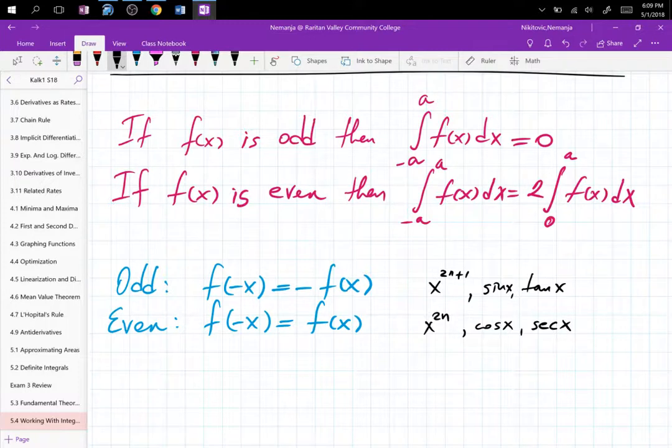e to the x is neither. It's not even, it's not odd. All right? So ln as well. It's not even, it's not odd. So we have functions that are even, functions that are odd, and then we have functions that are neither even nor odd.